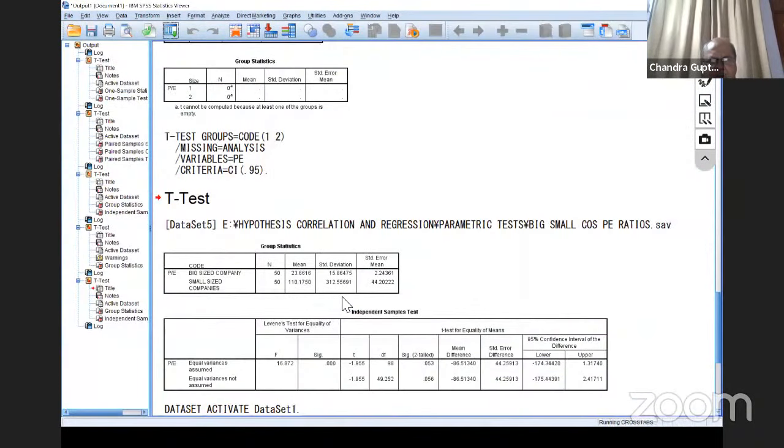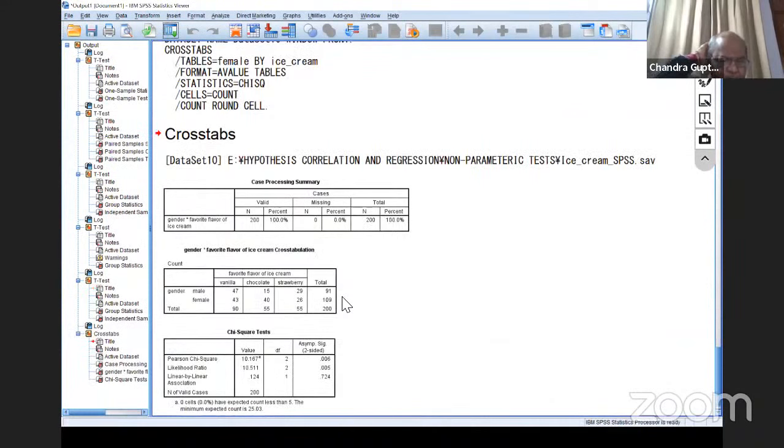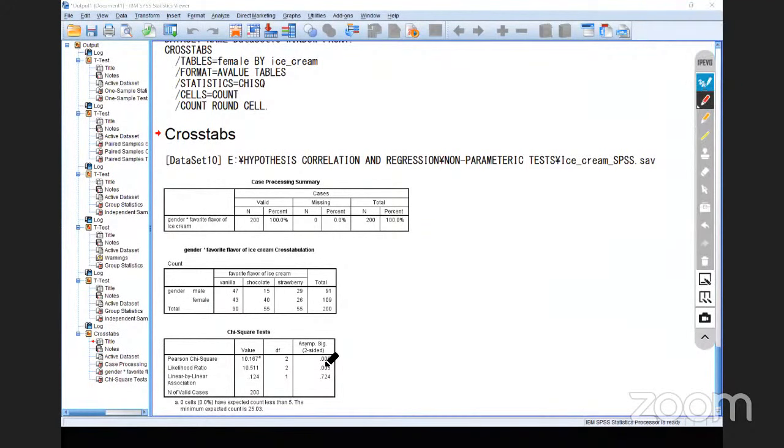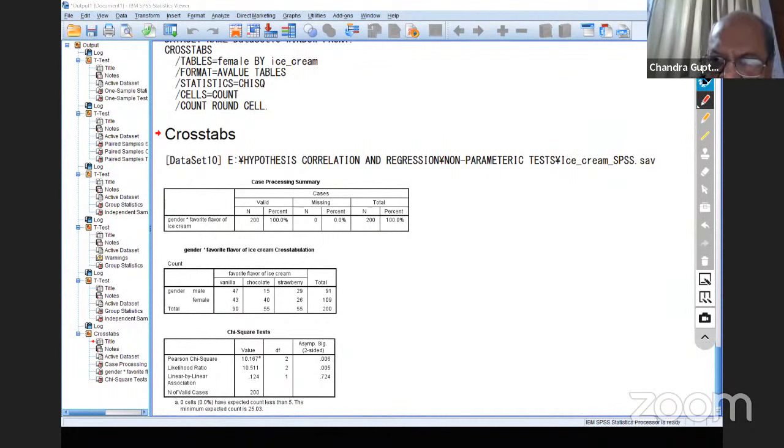Okay. So the value is coming to be 0.06. That shows that we have a significant difference. So the choice of ice cream flavor is different for male and female.